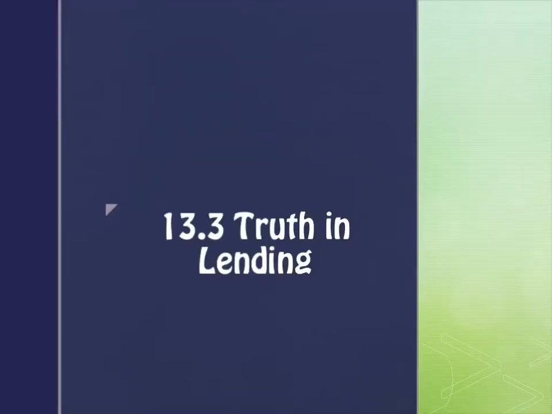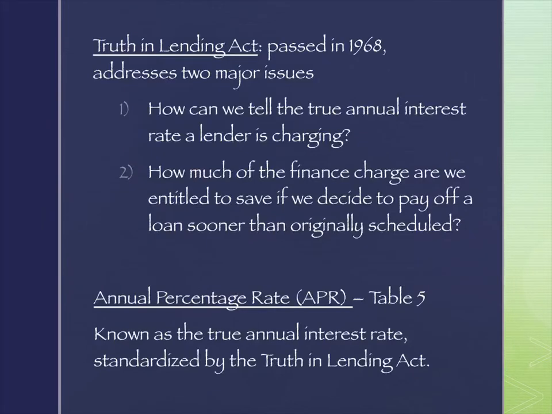Today we're going to take a look at section 13.3, and we're going to look at an act called the Truth in Lending Act. This act was passed in 1968, and it addresses two major issues in lending. The first one is your right as a consumer to know what the actual APR, the annual percentage rate of a loan that you're taking out is, so that you can have a way of judging how to compare that to another loan option.